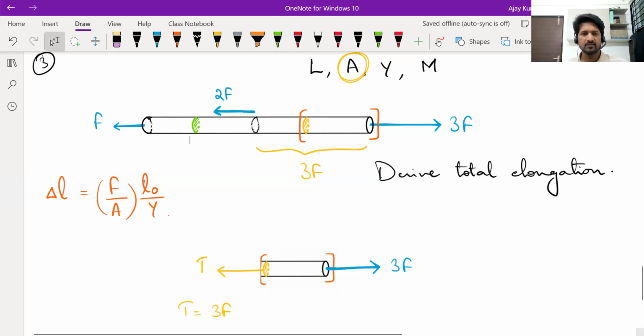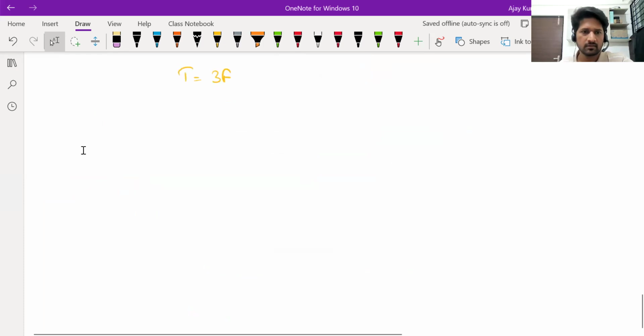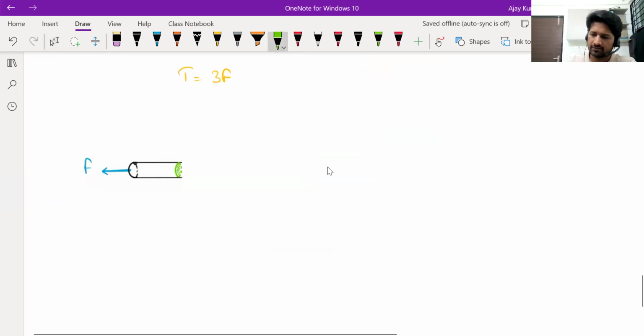Now to calculate tension here, you will have to again split the wire into two parts. One part that you can consider is the left part. Okay, one force F is acting, and here some tension will be acting. This part has to be in equilibrium, therefore the tension will be equal to F. That is one way to find out.